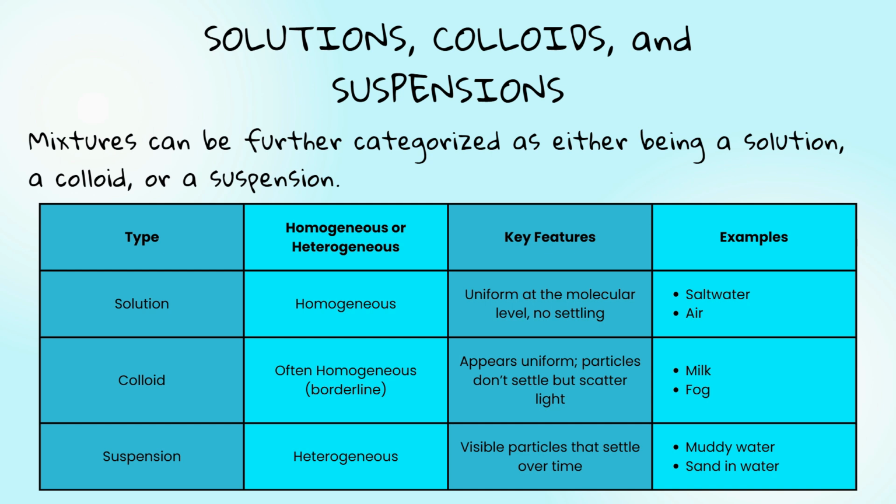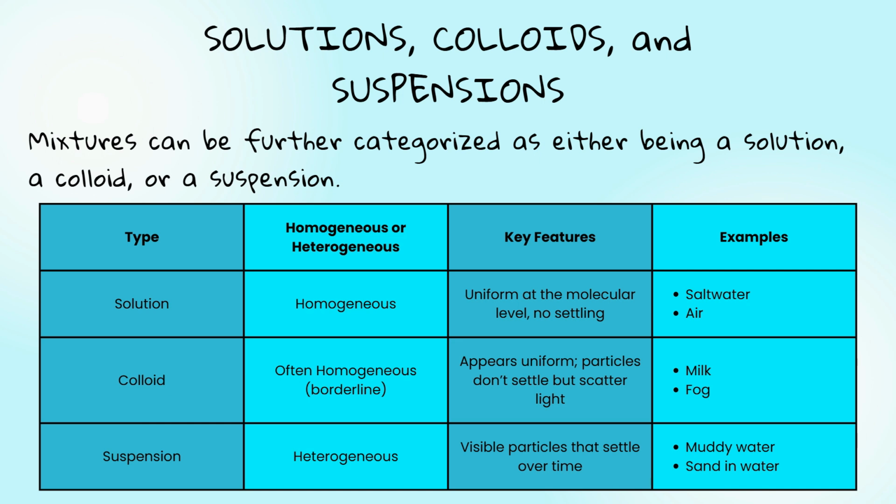A solution is a homogeneous mixture. Its key features include uniformity at the molecular level where there is no settling. Examples of solutions include salt water and air. A colloid is often a homogeneous mixture but quite borderline. It appears uniform and the particles don't settle but they do scatter light. Examples of colloids would be milk and fog.